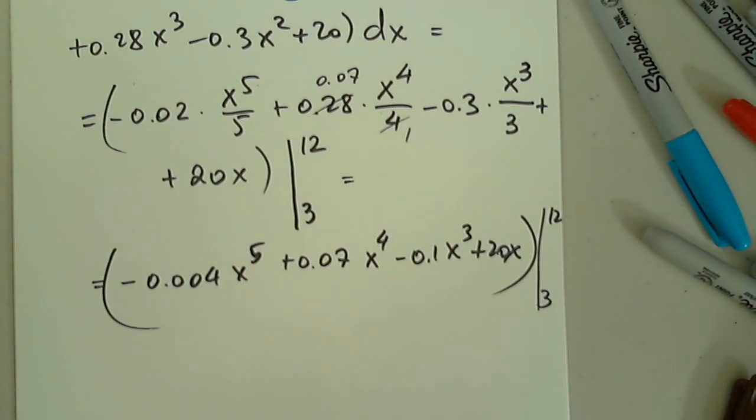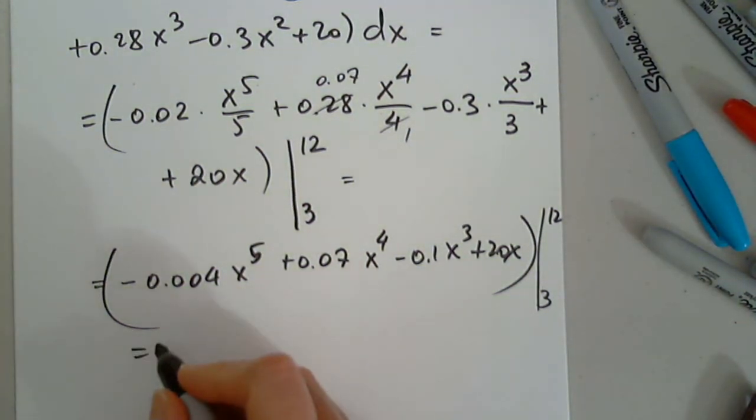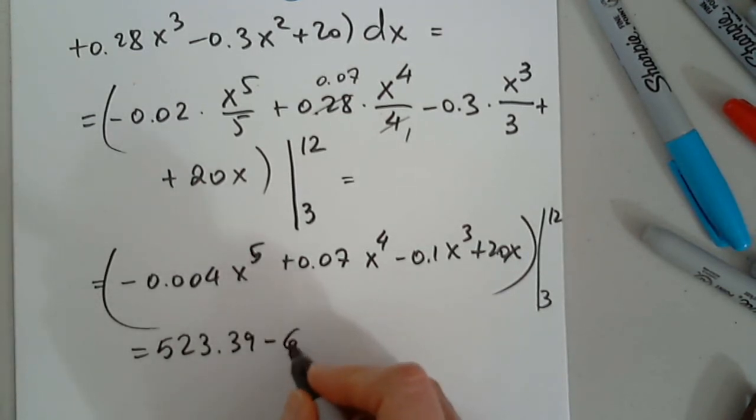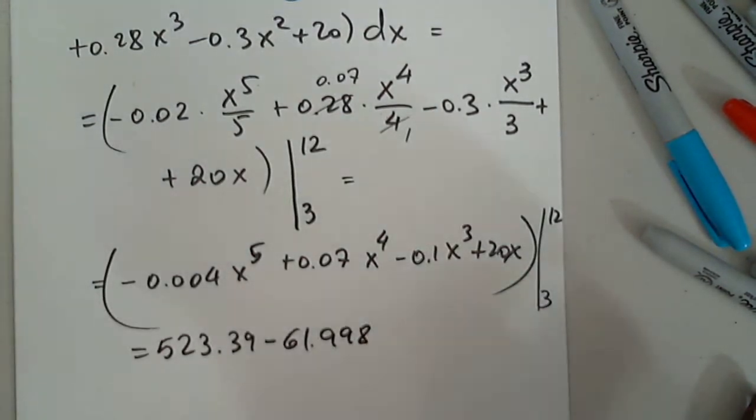And I go to second and table. Let me just make sure that I copied everything. I think I'm okay. Second and table. I will plug in 12. Enter. I will plug in 3. Enter. I will copy the numbers. I copy the top one, 523.39, and the other one, 61.998. I'm going to stop sharing.